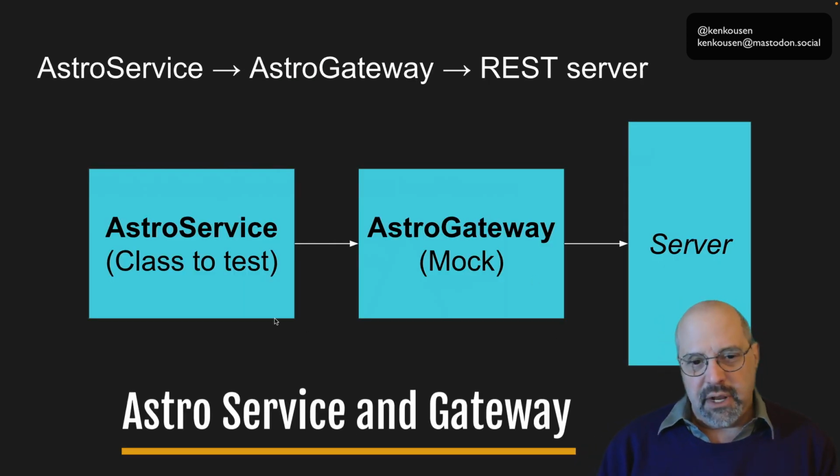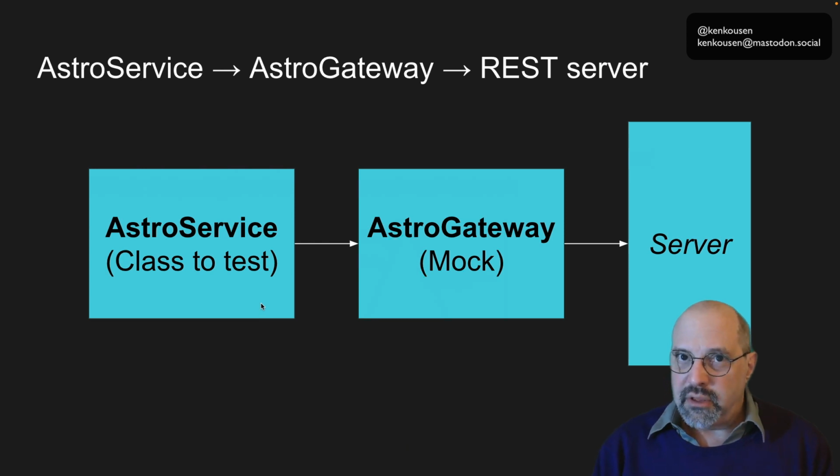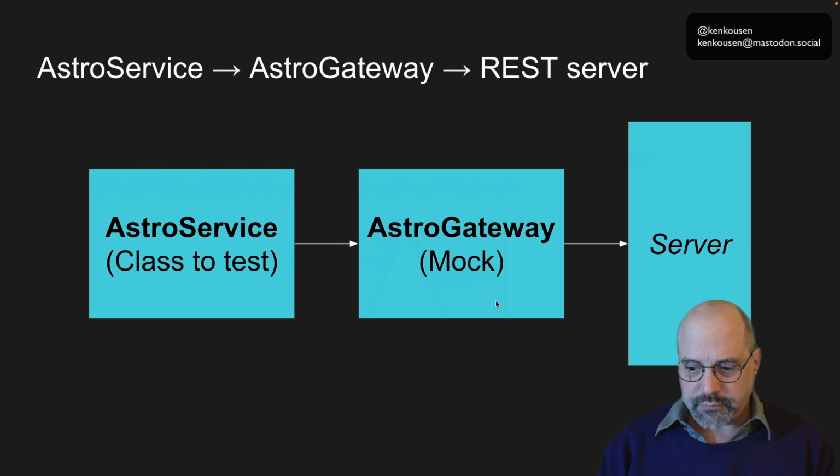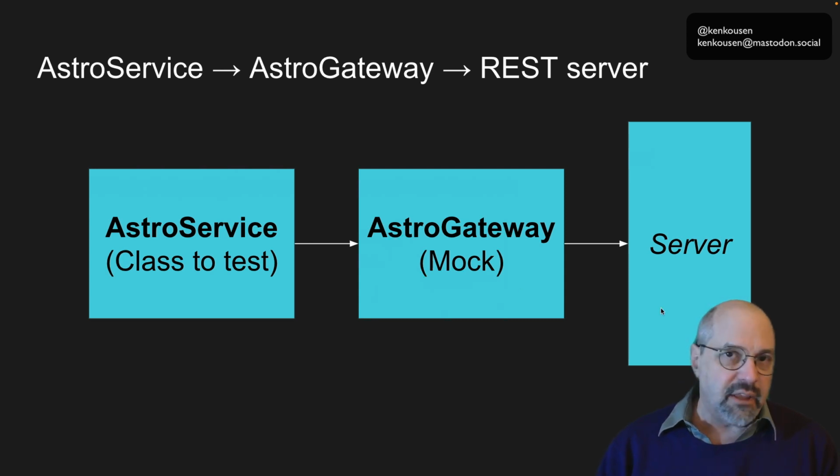So what I'm going to do is show you a system that looks like this. I have an Astro service, which is the class I want to test, and it uses a class that I call a gateway, or more specifically an Astro gateway, which is the one that accesses the server, doing networking and parsing all the data into Java classes.